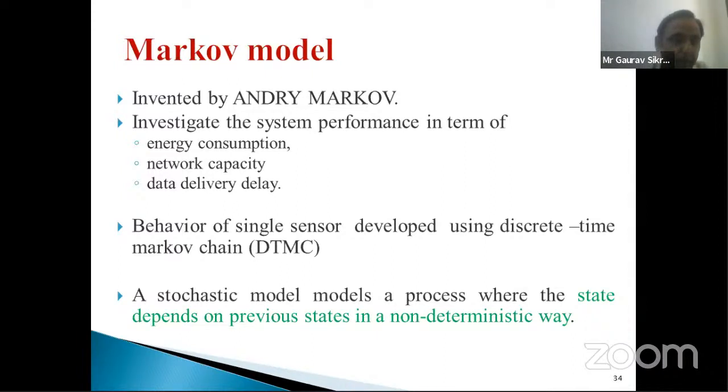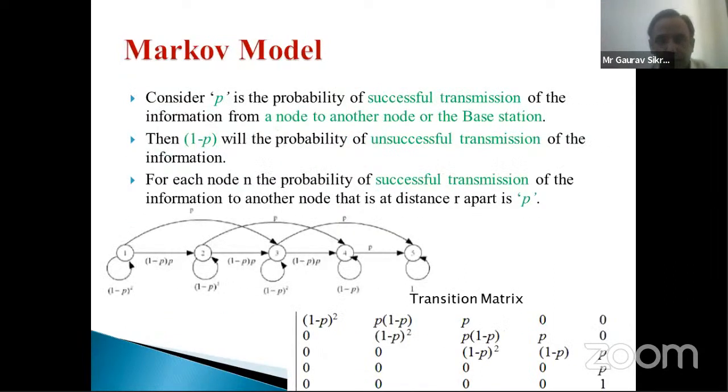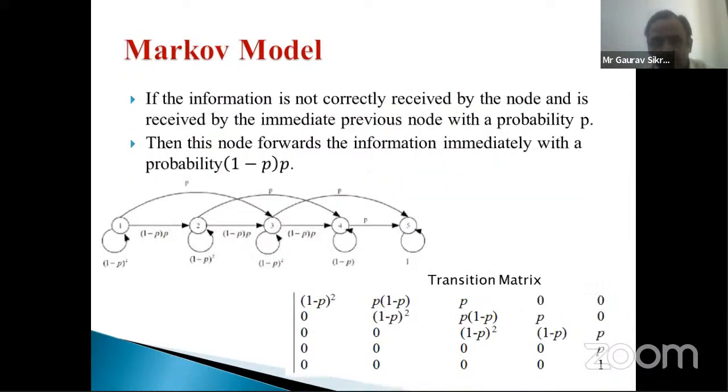time Markov chain. It is a kind of stochastic model that is known as a memoryless system. It never depends upon earlier events. The next event will depend upon the current event. It does not depend upon the previous events. So we have a Markov approach being used in our sensor networks.